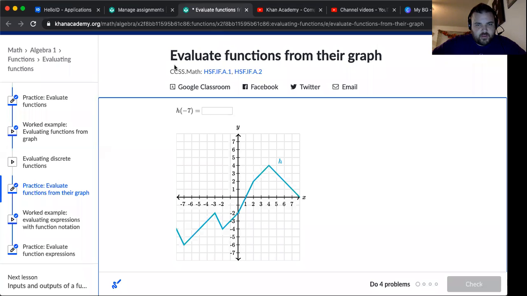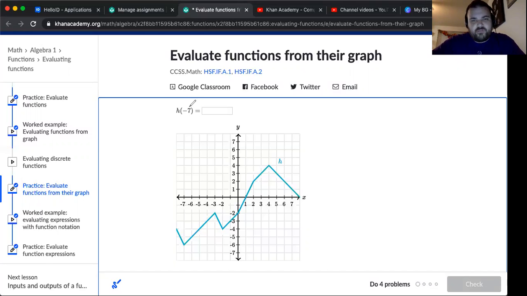Let me turn on my little writing tool here. You have h of -7 right here. What they're saying is take the h function and input -7 into the h function. The h function is pretty easy to find on this graph because there's only one thing being plotted, and you can see right here it says h, which means this is the h function. So that line you're seeing on the graph is the h function. What you're going to do is go to the input of -7.